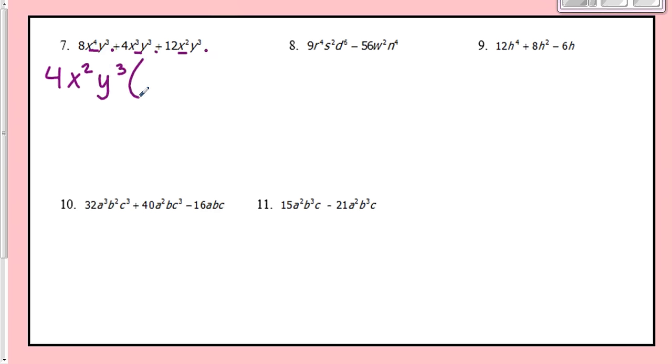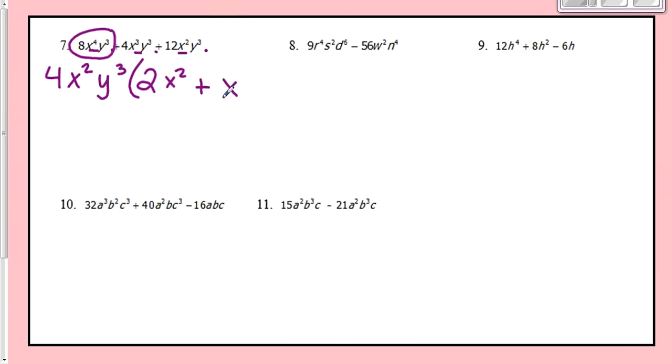From that first term here, if I divide out the 4, I've got 2. If I divide out the x squared, I've got x squared left over. Y cubed is taken out already, so that's not there. Okay, my second term, plus, I took out 4 already, so the 4 is not there. Took out x squared from x cubed, so it's just x.